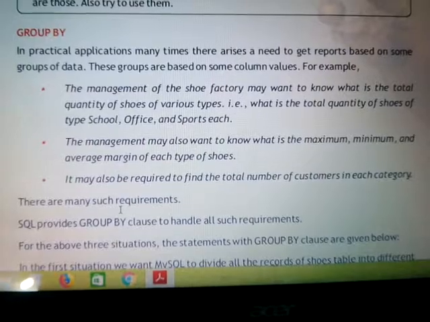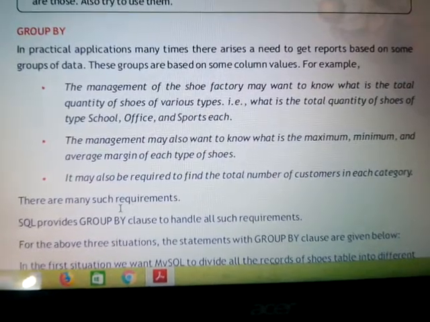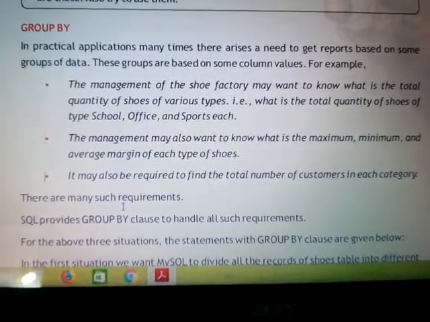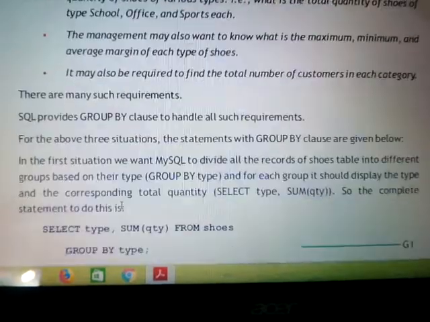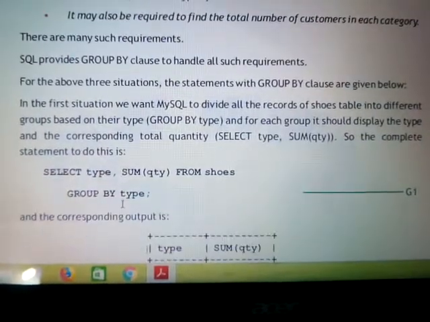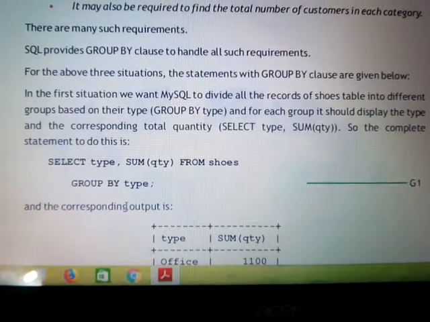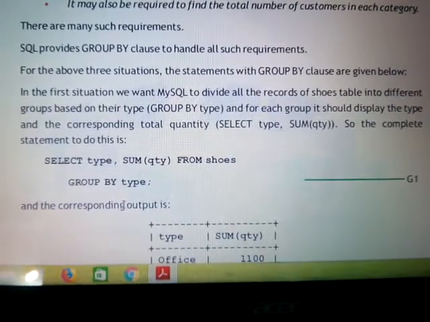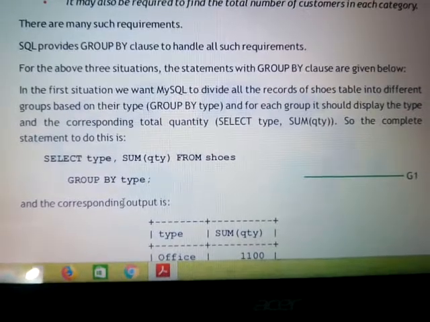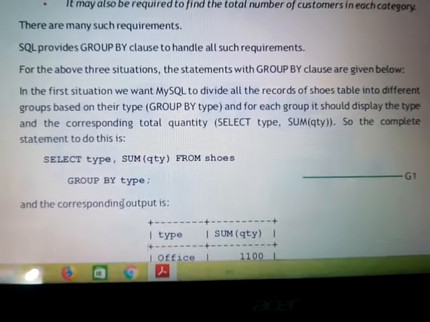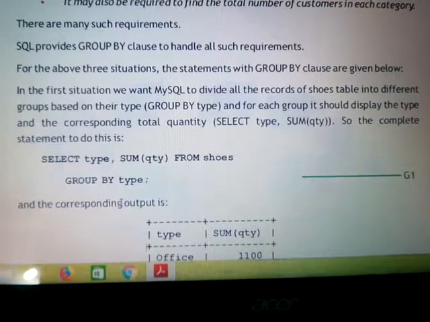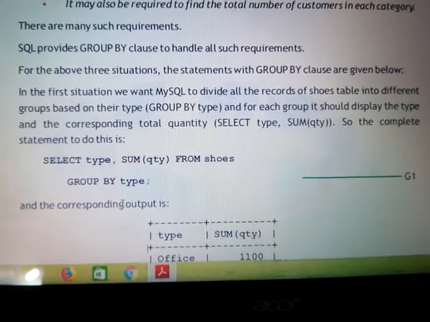So let us see how this group by functions with the help of an example, and how we write down the group by clause with the help of the syntax. So see, whenever we write down the group by clause, it is always written with aggregate functions. Group by clause is always used in conjunction with aggregate functions. Now I think we know it very well.